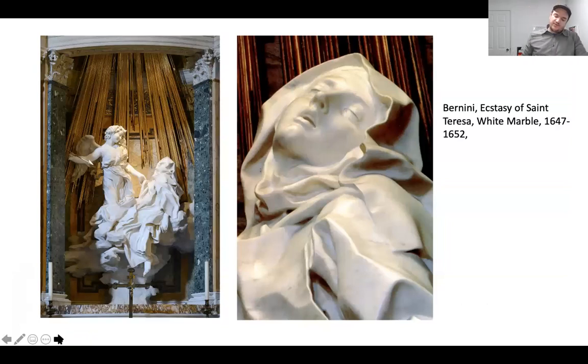This is another great example of that Baroque intensity. This is the Ecstasy of Saint Teresa. This is the moment where the angel comes down to the nun and stabs her through the heart with this spear of gold that invigorated her with the love of God. It's a little hard to describe, but he's trying to make something physical that's a spiritual idea.